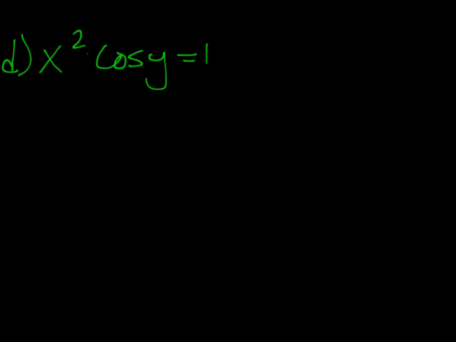So this is an example where you have to use the product rule in order to differentiate this. Because we have two functions multiplied against each other, x squared and cos of y, I'll have to use my product rule. If you remember the product rule, it's simply f g prime plus g f prime.